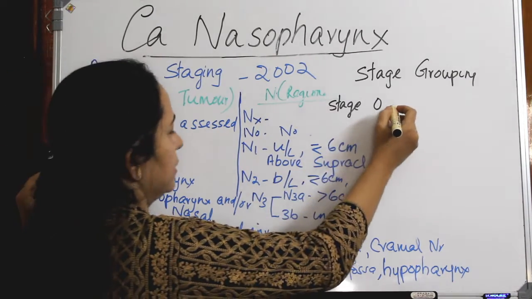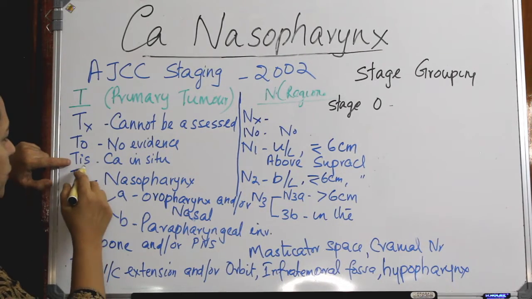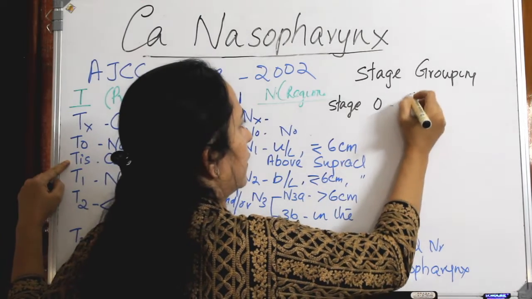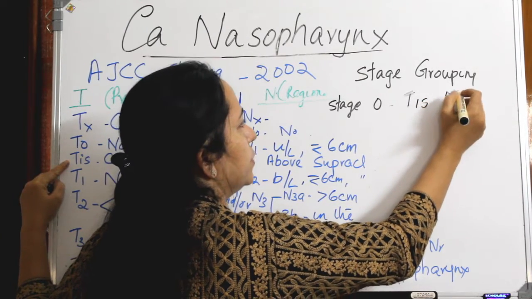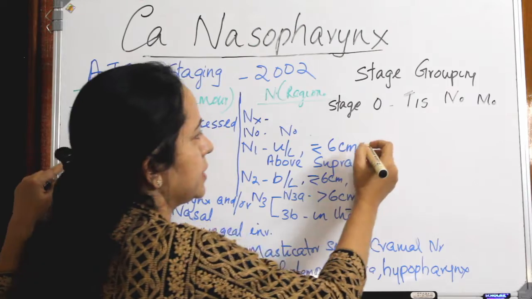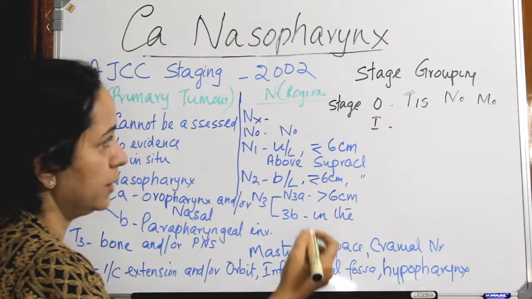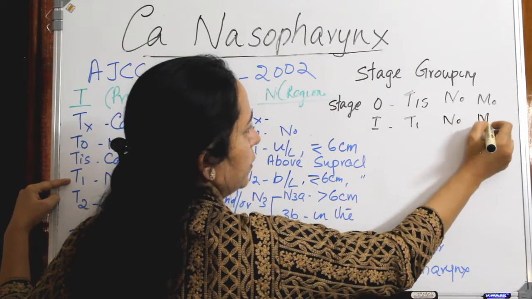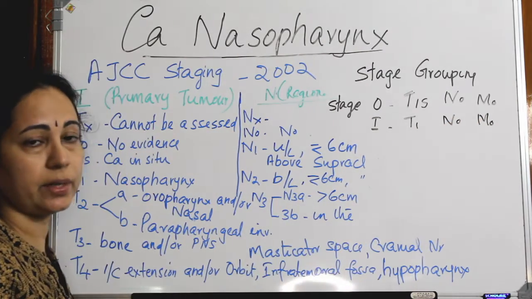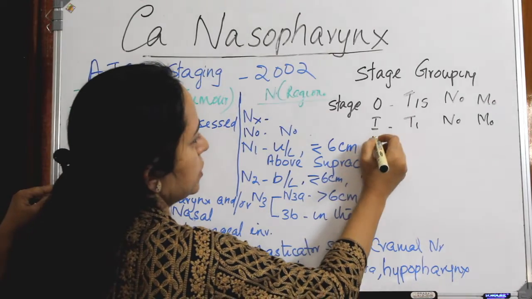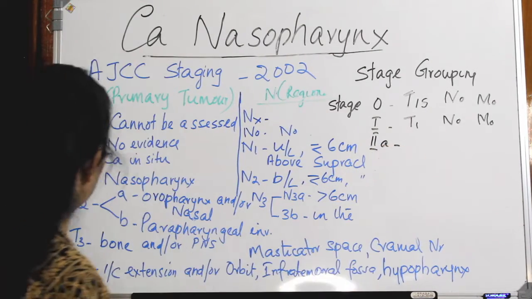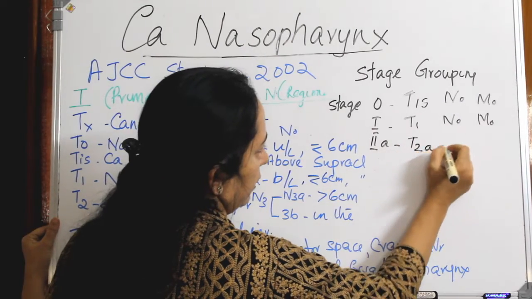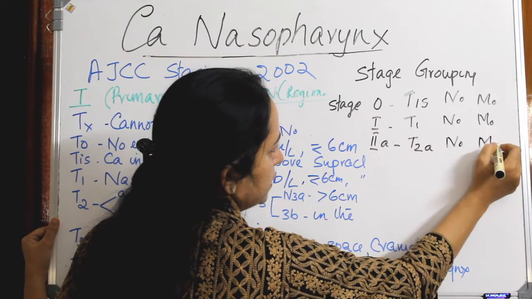Stage 0 is TIS, N0, M0. Carcinoma in situ, N0, M0 is stage 0, and stage 1 is again T1, N0, M0. Then stage 2 is divided into 2A and 2B. So stage 2A is, here see T2A, N0, M0. It's easy. T2A, N0, M0.